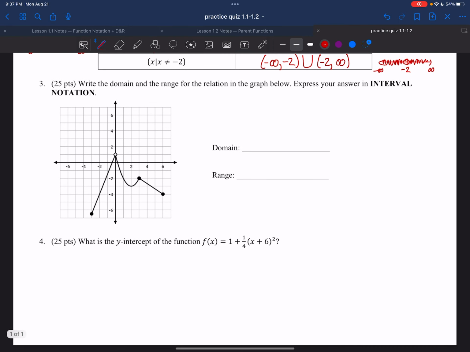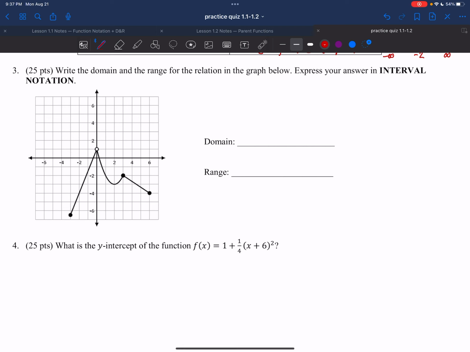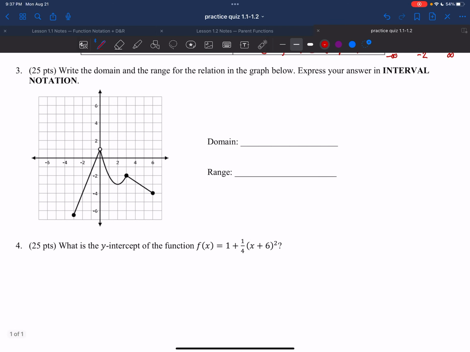Let's move on. Number 3, write the domain and range for the relation in the graph below. Express your answer in interval notation. So we want to give the domain and range. So I'm going to use some various colors for this. So pay attention to the x-axis. See, domain is x. So we find the leftmost value. Well, the leftmost value is about right here.